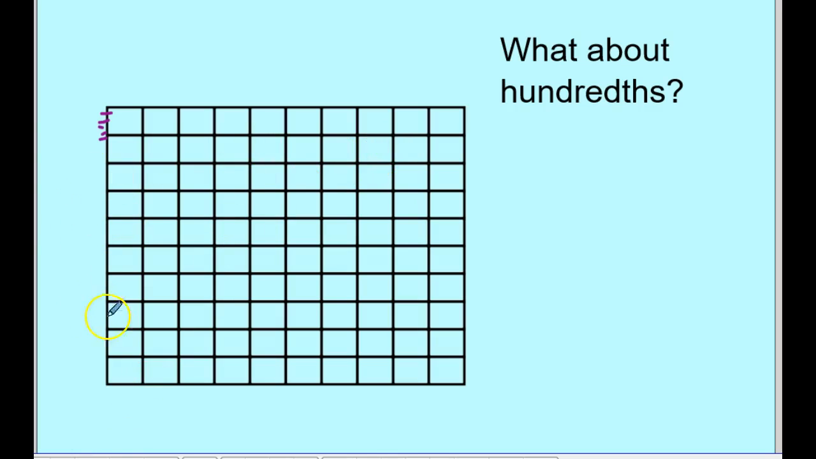This is just our visual representation, and I want you to think about this as being one whole, our tenths being a tall skinny piece, and our hundredths being a little one. We'll keep working with that and seeing what we can do with that as well.